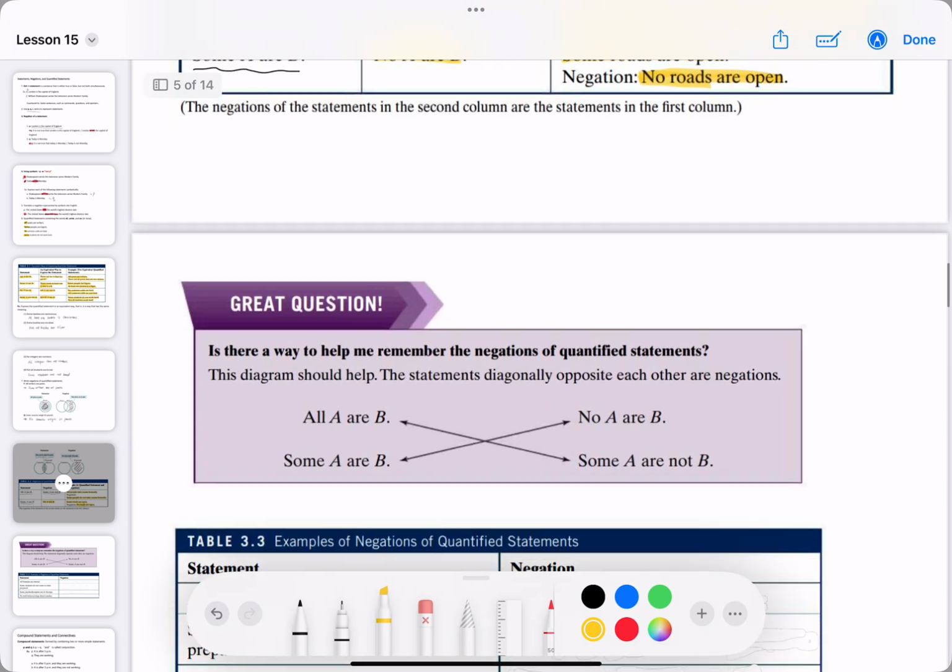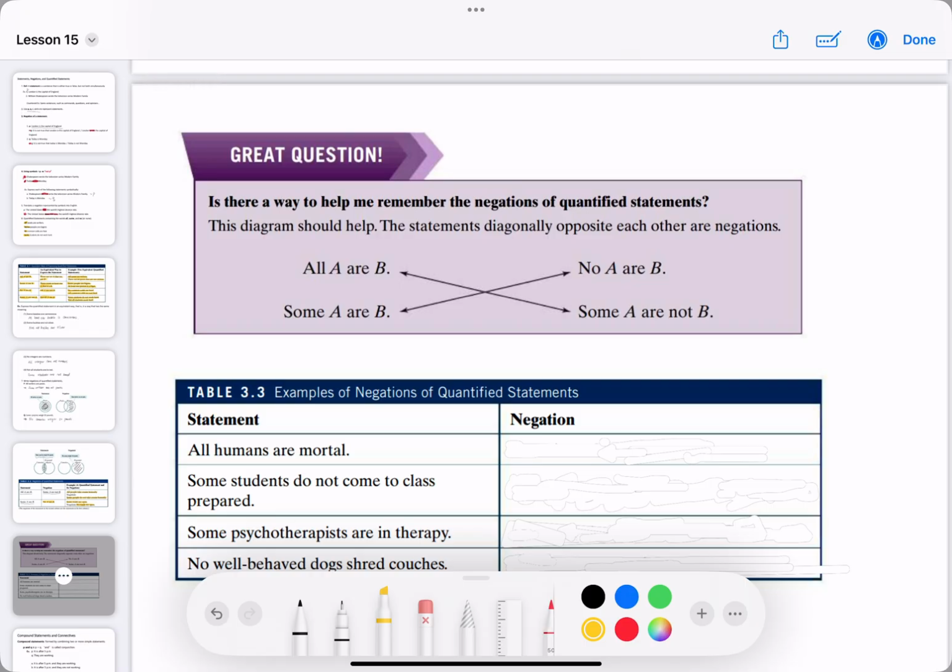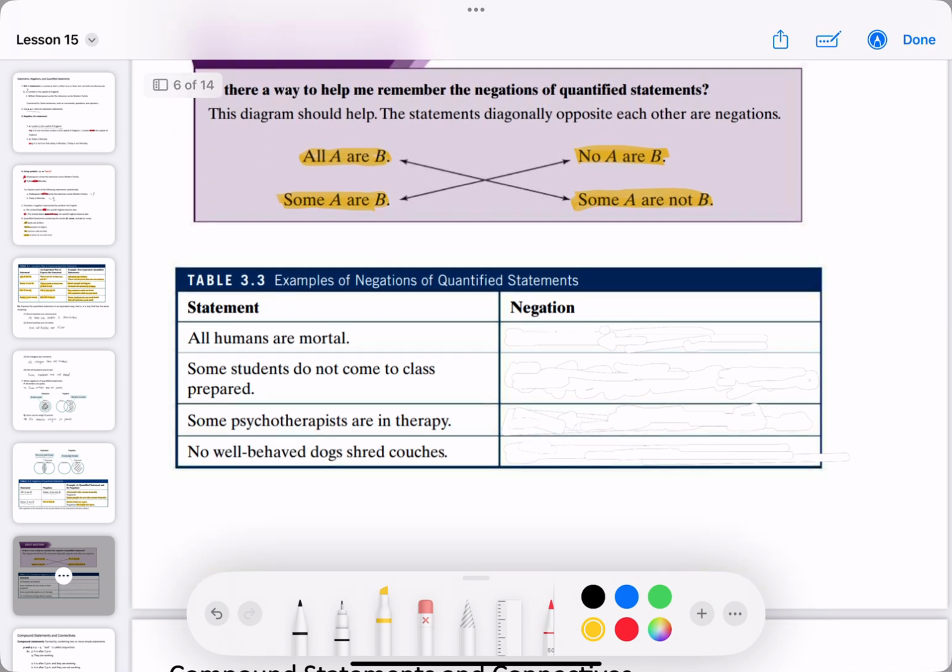It takes us a while to memorize them. Here is a cross method to help you memorize the negation of quantified statements. If I have all A are B, the negation is some A are not B. If I have some A are B, the negation is no A are B. Let's do some practice and try to fill out the blanks.